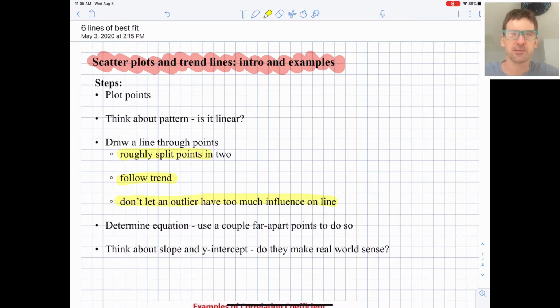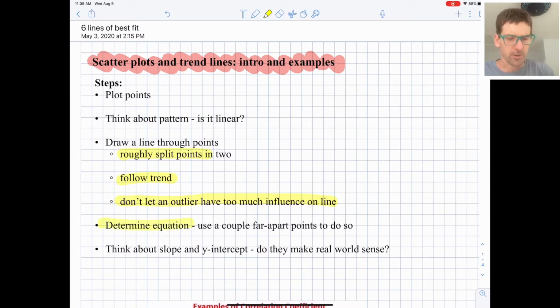And then also don't let an outlier have too much influence on a line. Sometimes a point doesn't really fit the trend, and you might want to force your line to accommodate that point as well, but you need to use a little bit of judgment and think about, should that point overly influence the line or not? Maybe it was a bad piece of data, maybe it's real valid data, and you need something that's not a line to fit to your data.